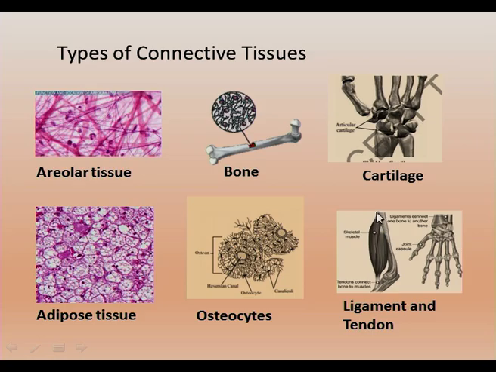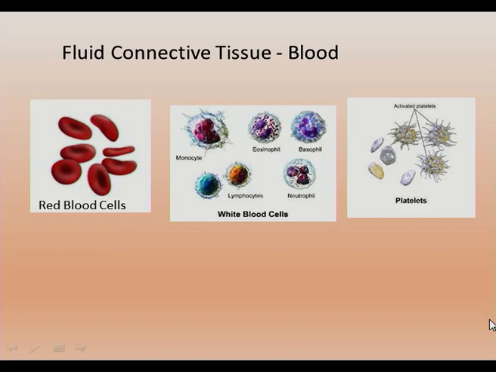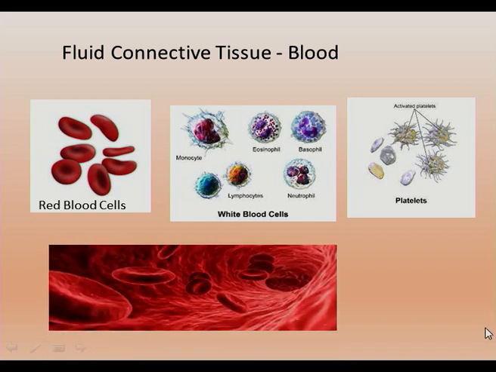This is the tendon. Blood is also a connective tissue, but it is present in the form of a fluid. So, this tissue is called the fluid connective tissue. Blood has 3 types of cells: red blood cells, white blood cells and blood platelets. Now, all these 3 types of cells are seen floating in the blood plasma like this.